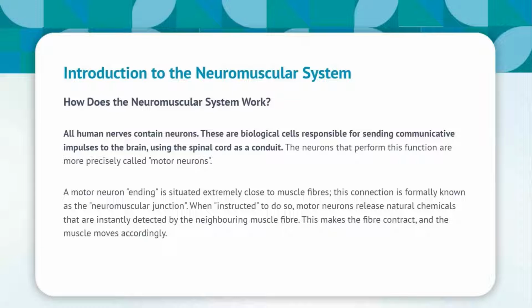A motor neuron ending is situated extremely close to muscle fibers. This connection is formally known as the neuromuscular junction. When instructed to do so, motor neurons release natural chemicals that are instantly detected by the neighboring muscle fiber. This makes the fiber contract, and the muscle moves accordingly.